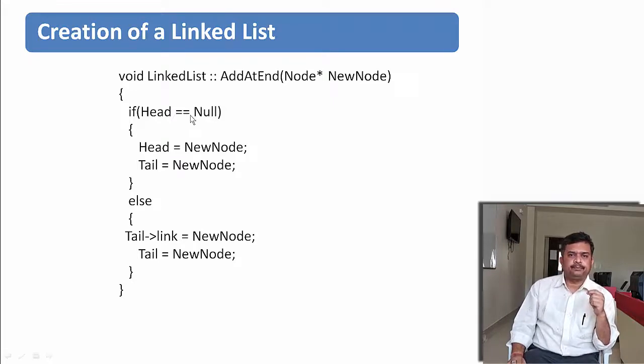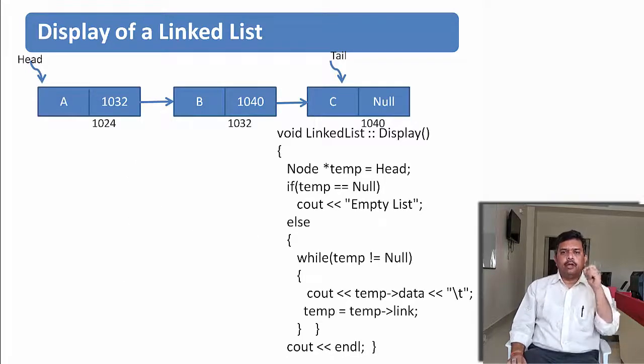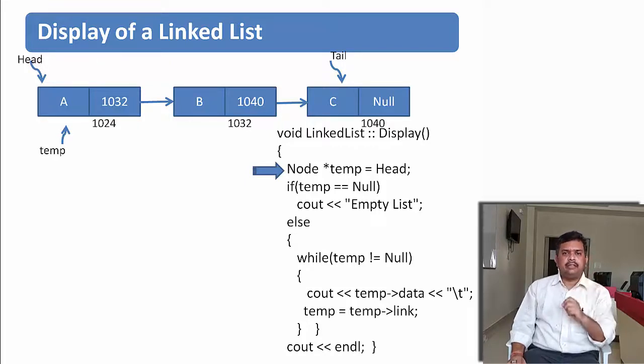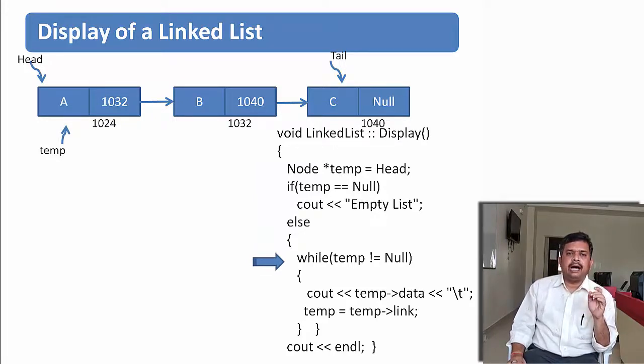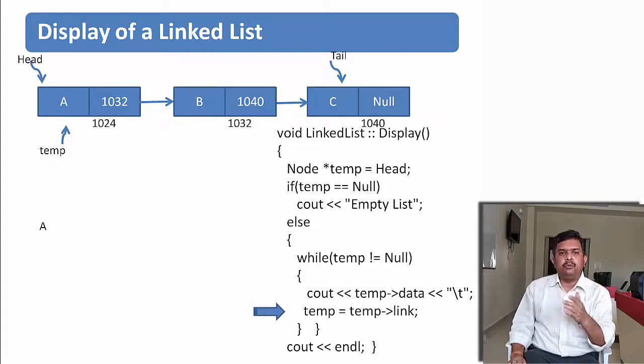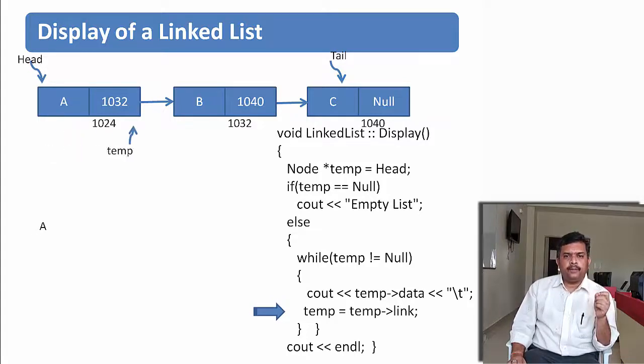Now if I want to display it, what I have to do? I have to start with a temporary node which is pointing to the head node, and if the pointing node is null, then I'll say the list is empty. Otherwise, I'll come to the while loop. It means while the temp is not null, what I have to do? I have to print the data. Here A is printed. Now temp becomes temp link. It means I'll move to my next node.